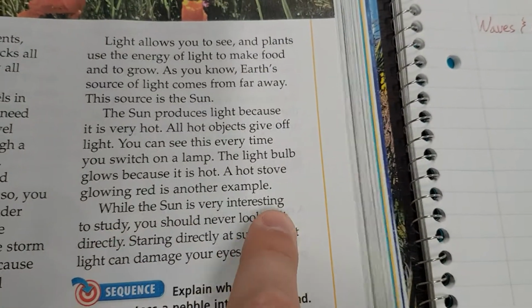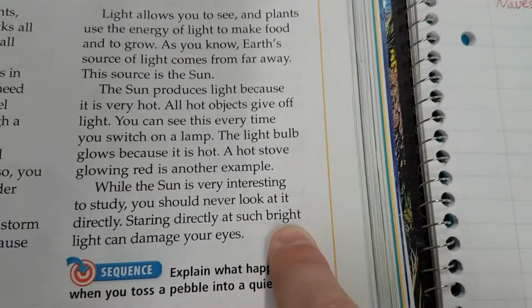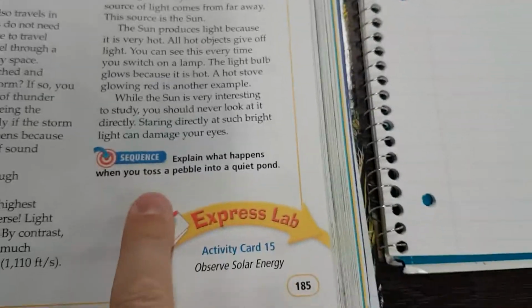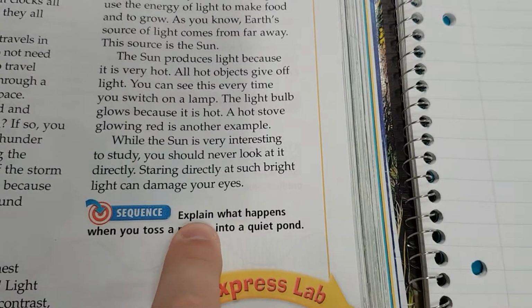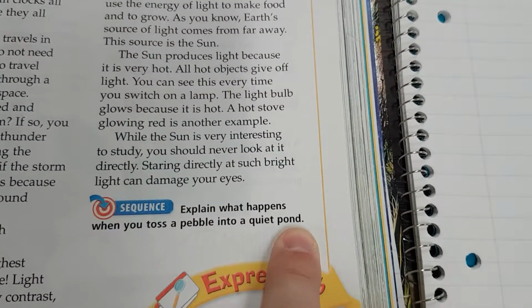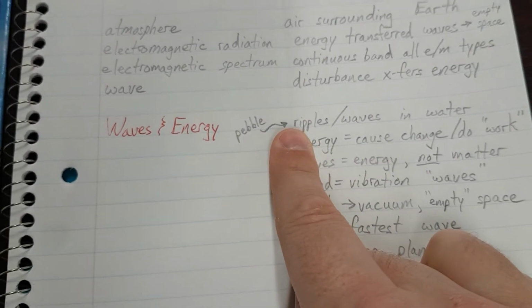While the sun is very interesting to study, you should never look at it directly. Staring directly at such bright light can damage your eyes. Okay, main idea for just these 2 pages. A sequence. Explain what happens when you toss a pebble into a quiet pond. So let's think about a sequence of events. When you toss a pebble into a pond.